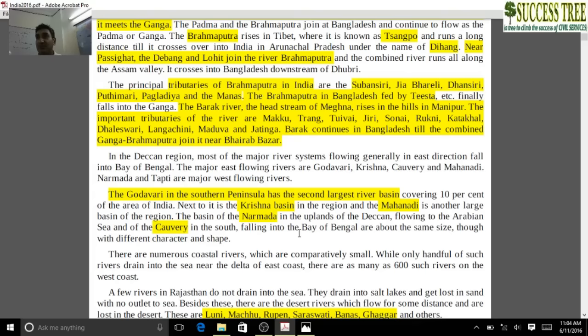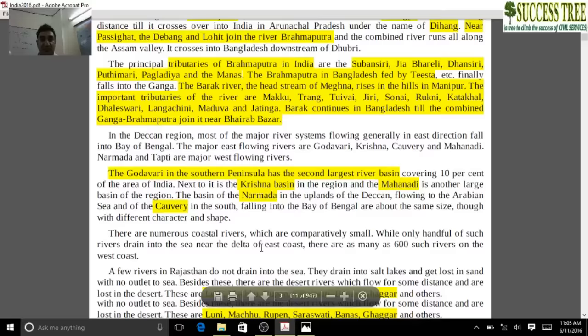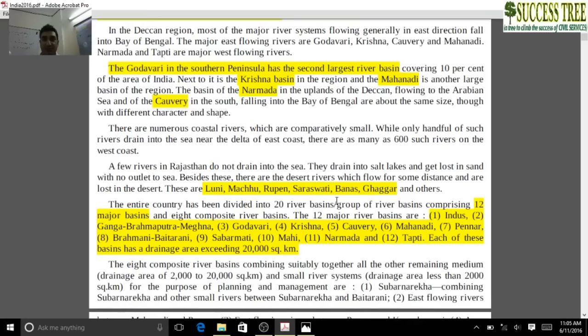Ganga Brahmaputra, this basin. Okay. So you see, Godavari, then Krishna, then Mahanadi and then Narmada. Narmada is a west flowing river. Maximum rivers in the peninsula are east flowing, draining into the Bay of Bengal. In terms of basin area, largest is Godavari, then Krishna, then Mahanadi, then Narmada, that is the west flowing Rift Valley river that we have. There are certain inland drainage rivers as well: Luni, Machhu, Rupen, Saraswati, Banas, Ghaggar, etc.